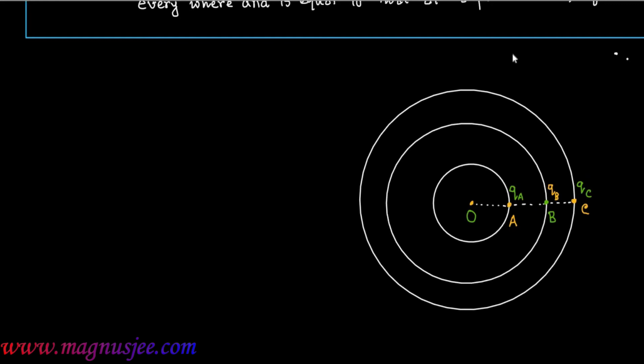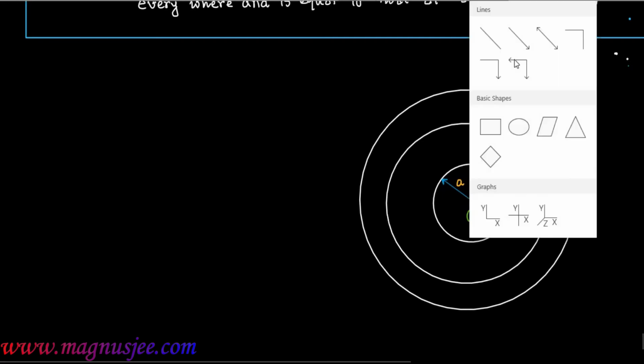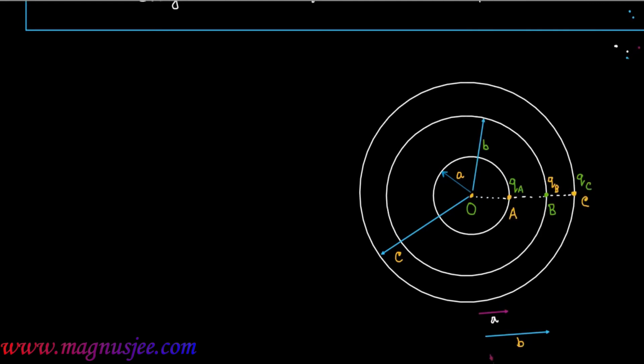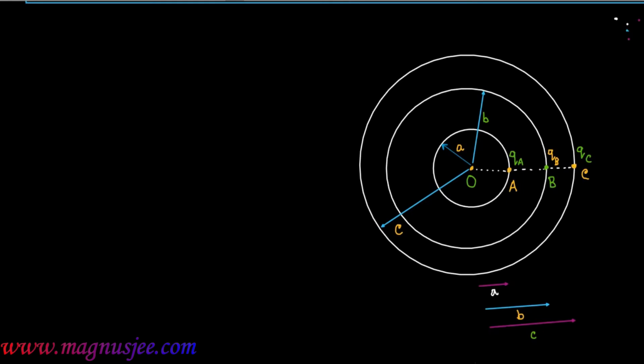We can denote the radii of the three shells. Small a is the radius of the shell A, small b is the radius of the second shell B, and small c is the radius of the largest shell C. So a, b and c are the radii of the three concentric shells A, B and C. These are the three charged metallic shells which have the common center O, and according to the numerical, sigma A equals plus sigma, sigma B equals minus sigma, and sigma C equals plus sigma.